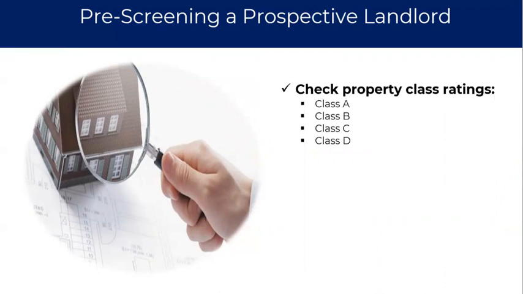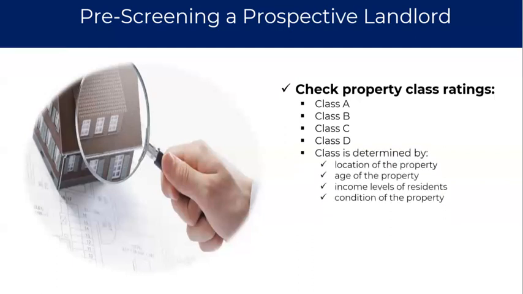Properties are classified either A, B, C, or D. Now, this rating is used across all real estate asset classes, which also includes office buildings, retail centers, industrial and apartment structures. Now, a property class is determined by several important physical and financial characteristics. And some of these attributes typically include, but are not limited to, the location of the property, the age of the property, the appreciation, and conditions of the property.